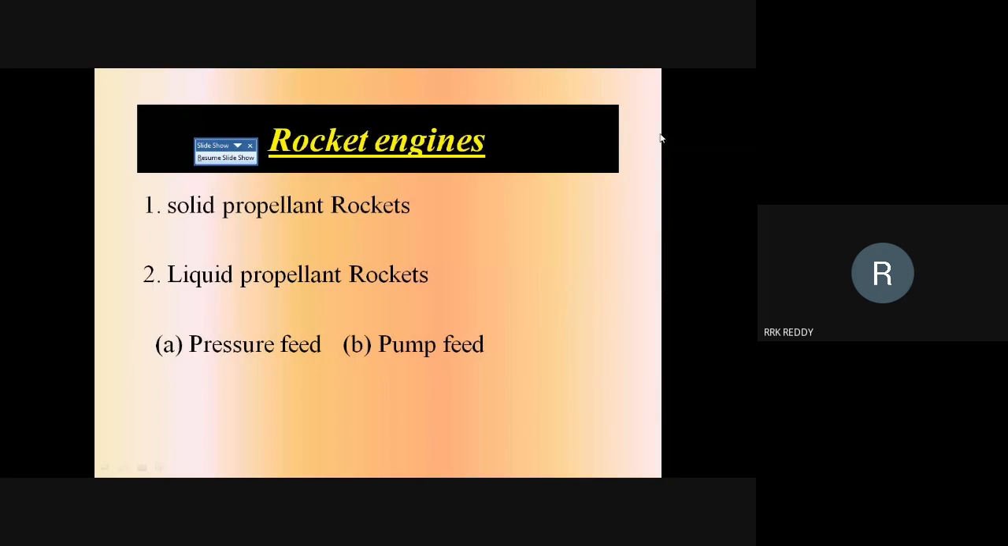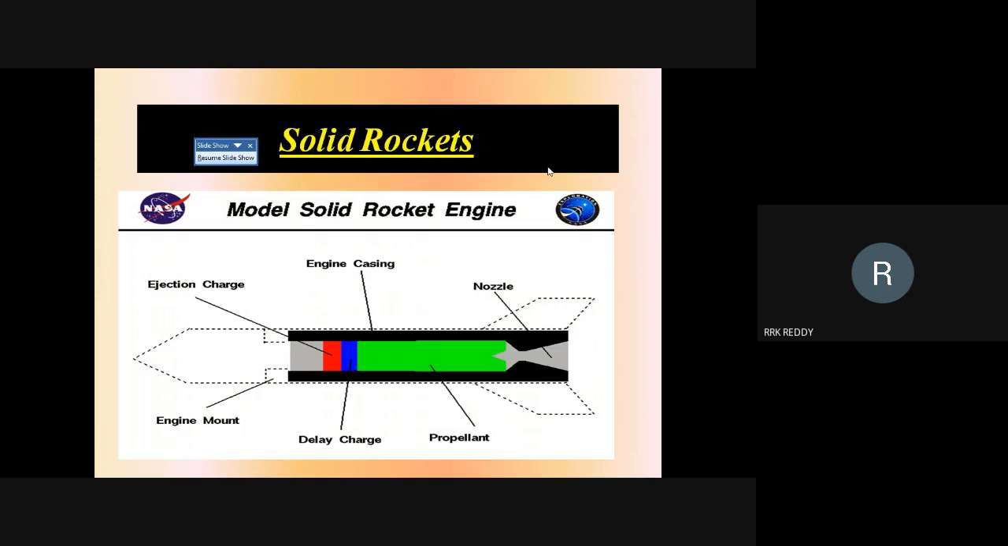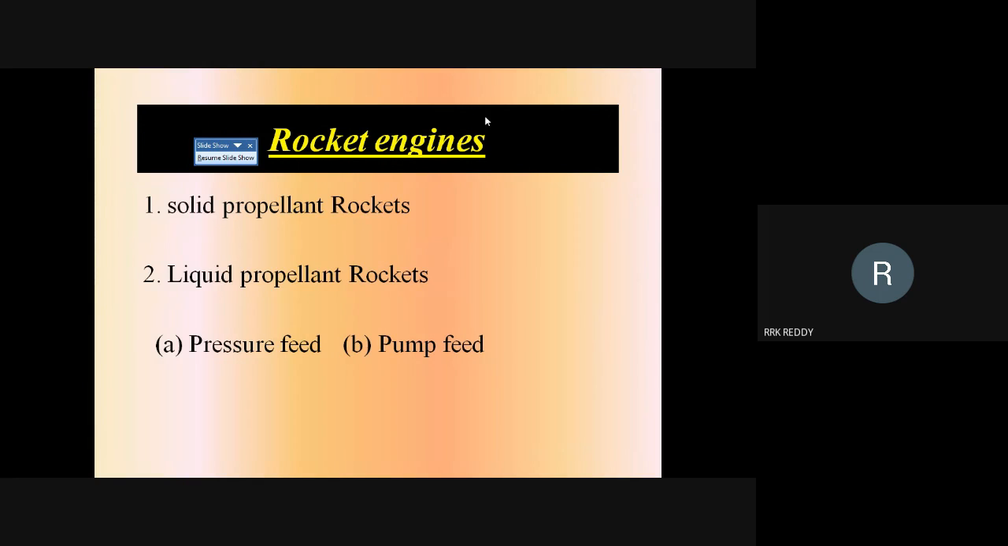Next is rocket engines. These are totally different. Rocket engines are non-air-breathing engines. There are many classifications of rocket engines, and here I am considering only two types: solid propellant rockets and liquid propellant rockets. There are also hybrid rockets, monopropellant rockets, electric rockets, ion rockets, solar rockets, fission rockets, etc. But here I am considering only two types: solid propellant rockets and liquid propellant rockets.